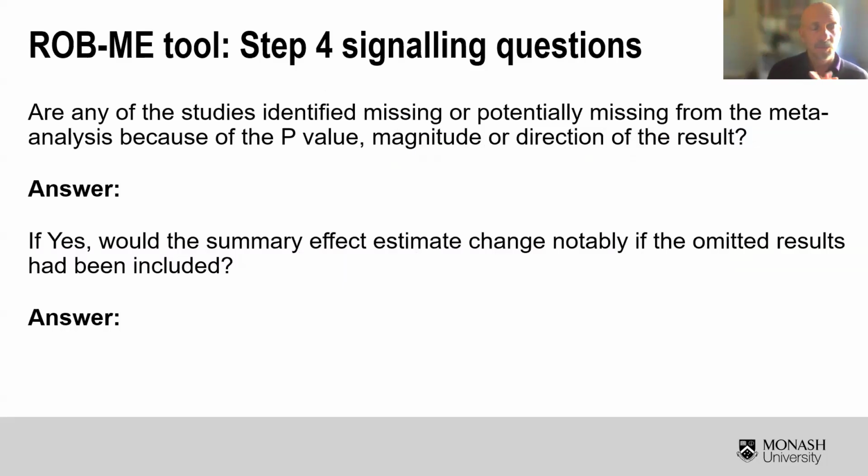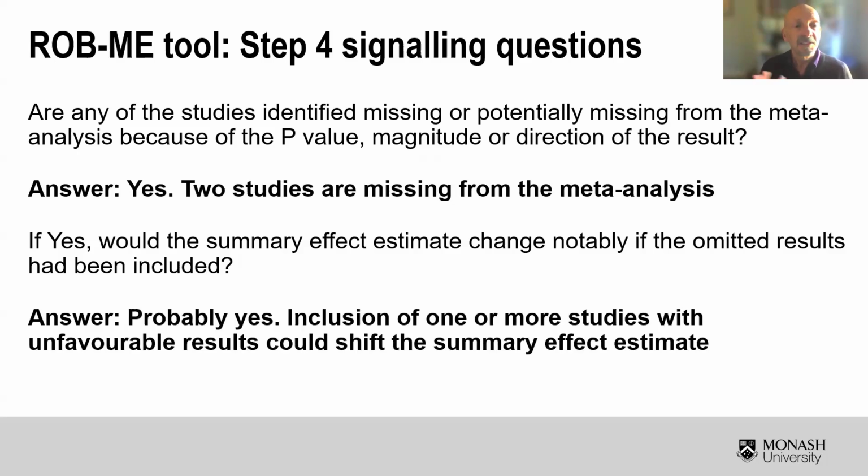So let's get into the signaling questions, which is step 4. Those 8 questions that Matt was just talking about. These are the 2 we start with. Are there studies missing or potentially missing from the analysis because of the p-value, magnitude or direction of results? And then, were they likely to impact on the summary effect estimate? Well, I'll just jump to the answer. We've already seen that there are 2 studies missing that we believe may well be because of their findings.